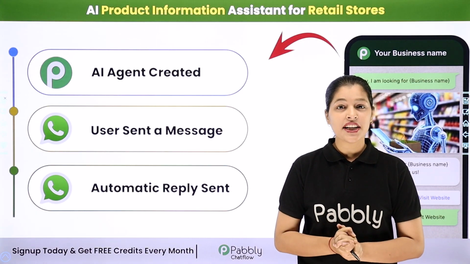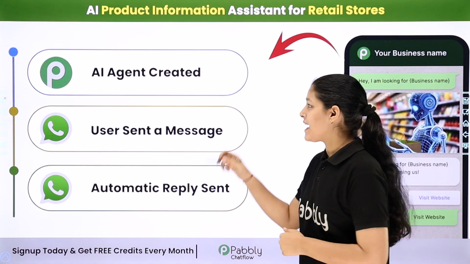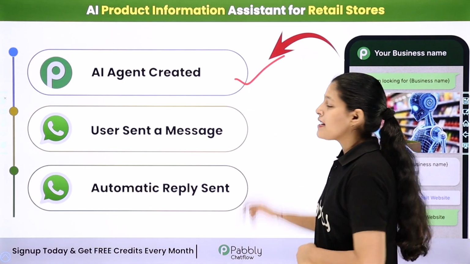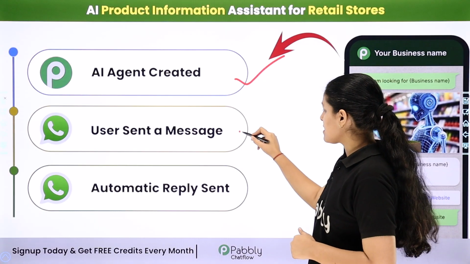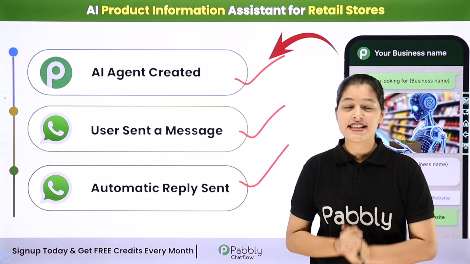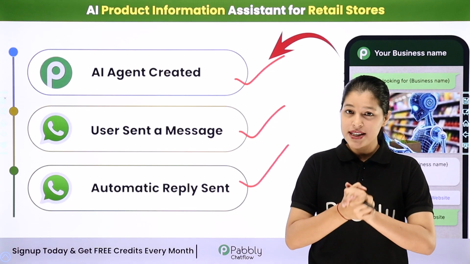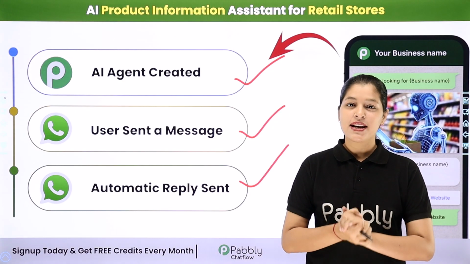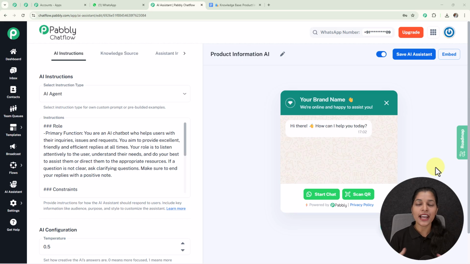So firstly, in this video we are going to create an AI agent using Pabbly Chatflow. Now if a user sends a message, an automatic reply will be sent to them. So if you also want to create this amazing AI assistant for your own business, then let me take you towards my screen. Are you ready to build your product information AI?